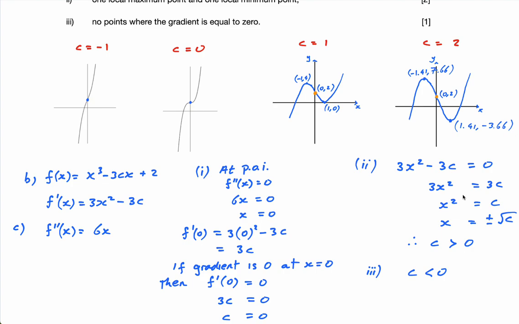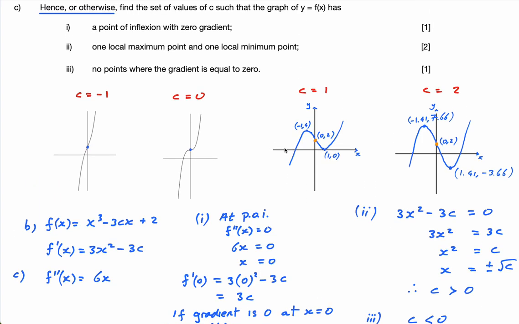Okay, so that's it, guys. Part C. A point of inflection with 0 gradient is this situation, so c is 0. 1 max and 1 min is this situation, c is bigger than 0, and no points where the gradient is equal to 0, that's this situation, and that is for c is less than 0. Okay, that's it, guys. Hope that makes sense. Part D in the next video.